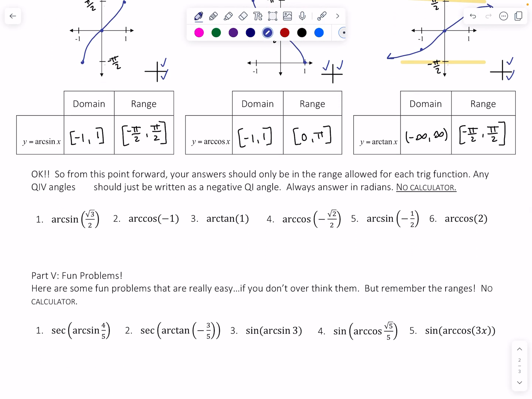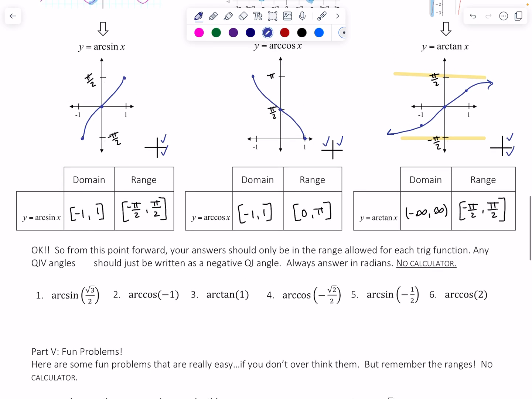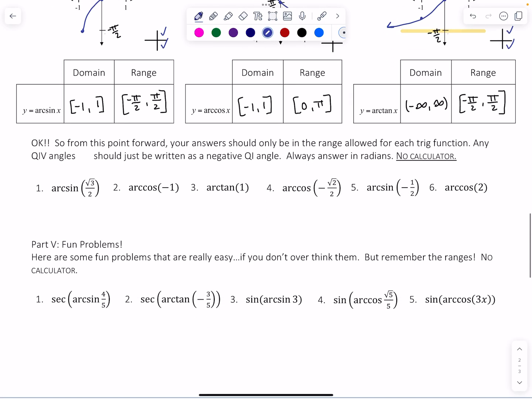So from this point forward, your answer should only be in the range allowed for each trig function, okay? So take a peek there, think about your range for all of them, right? And also take note that any quadrant 4 angles should be written as negative quadrant 1 angles, okay? That's really key there. Always answer in radians and, of course, no calculator.